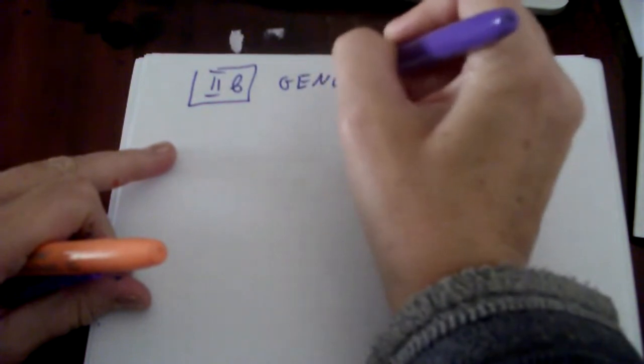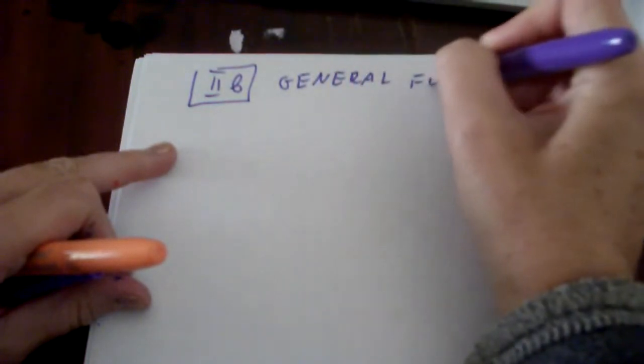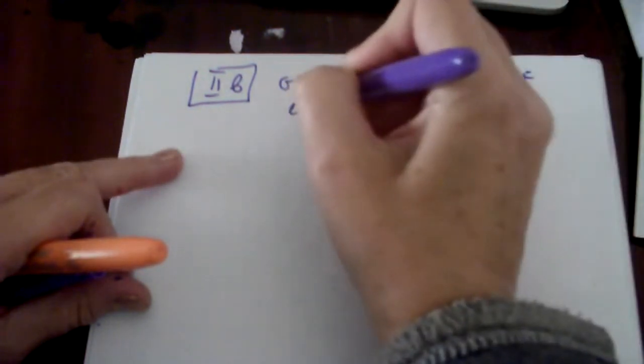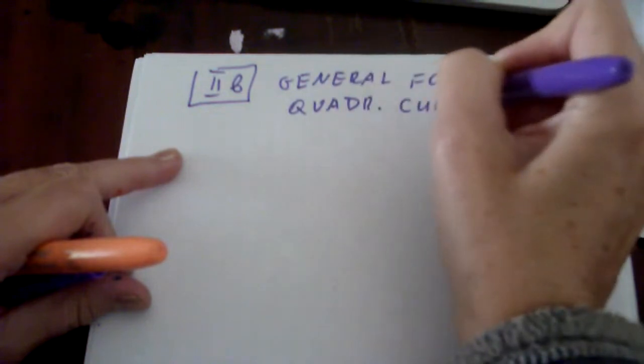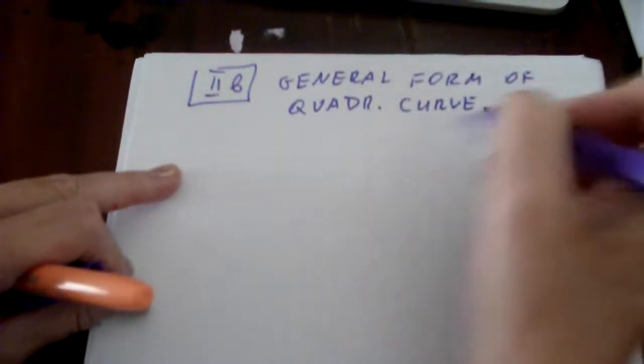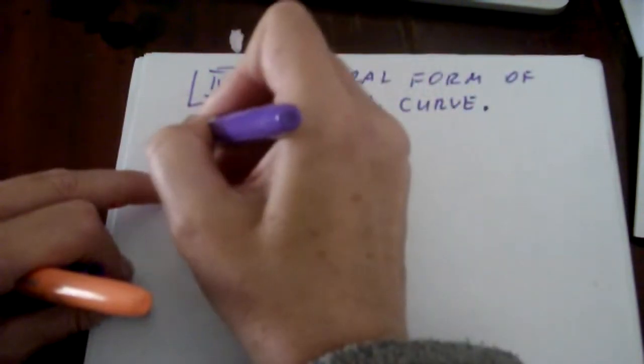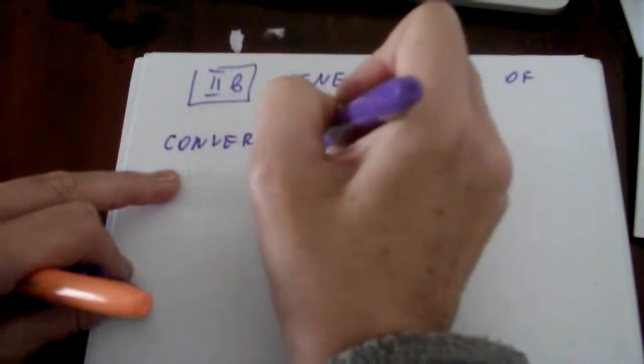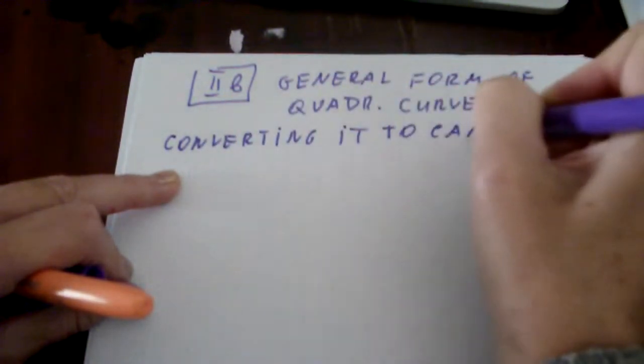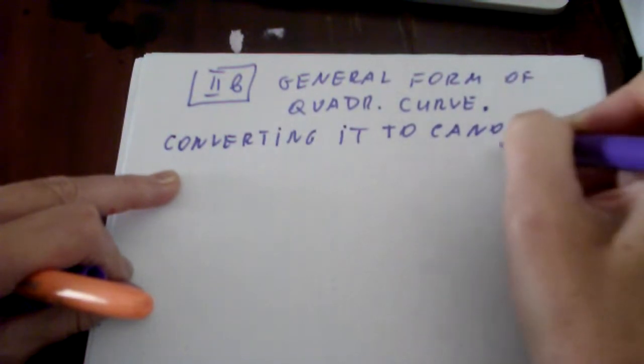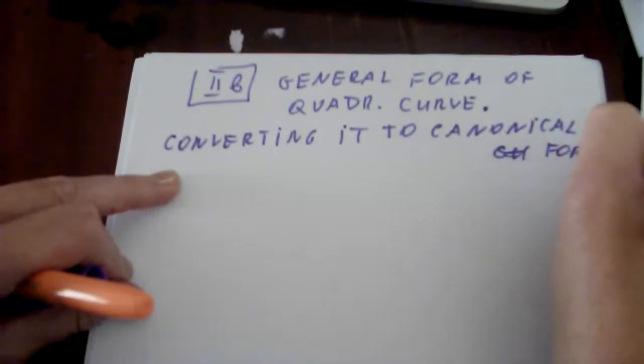Okay, so it was the end of the introduction. It was part 1 or 2A, a small revision of the material studied before. Now we need to switch to the next part, which is going to be quite long, 2B. Let's call it 2B: general form of quadratic curve, and how to convert it to canonical form.